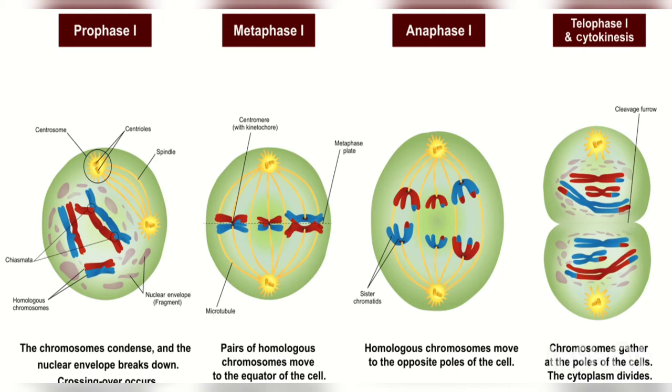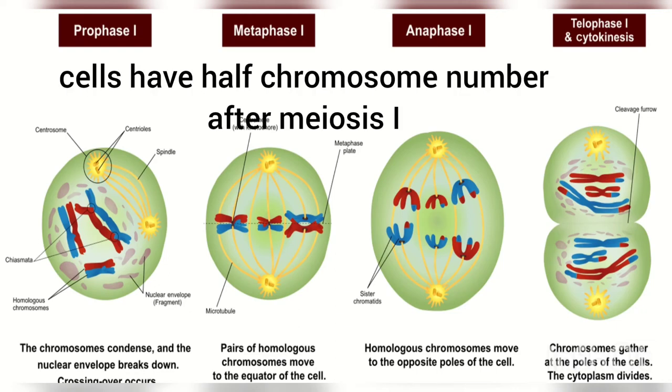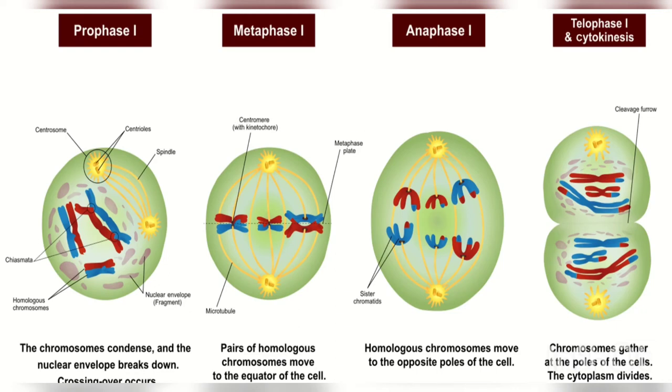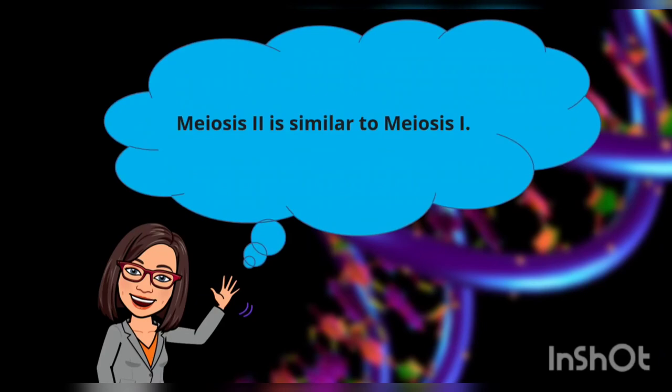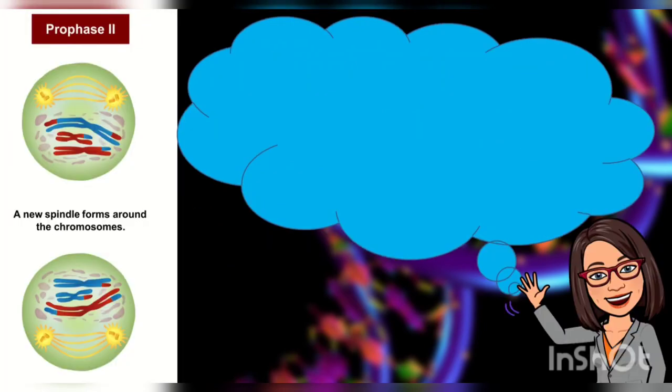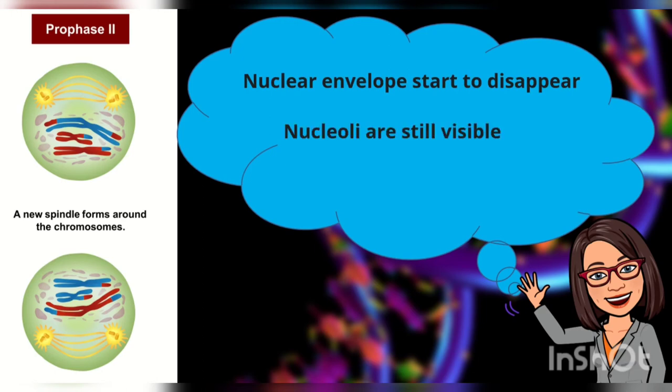Thus, the cells maintain their haploid chromosomal number. In meiosis 2, the target of the cells is to divide like the mechanisms observed in mitosis. Meiosis 2 is similar to meiosis 1. In prophase 2, nuclear envelopes start to disappear. Nucleoli are still visible. Centrioles are doubled.